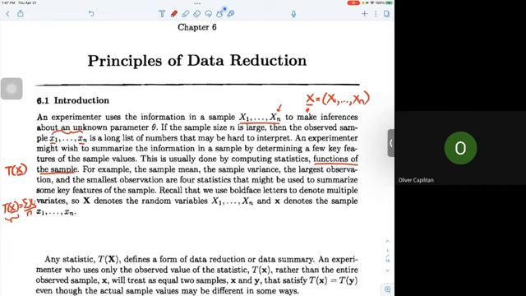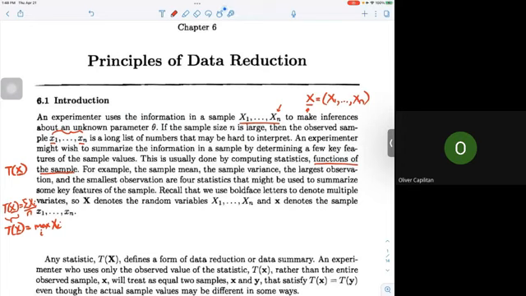Or you can have also the sample variance, which is also a function of the sample. Or we can consider the largest observation. That means that T of x would be the maximum of all the random variables X sub i, for all i. Or you can consider also the smallest observation. So we have examples here of statistics, and these will be used to summarize some key features of the sample.